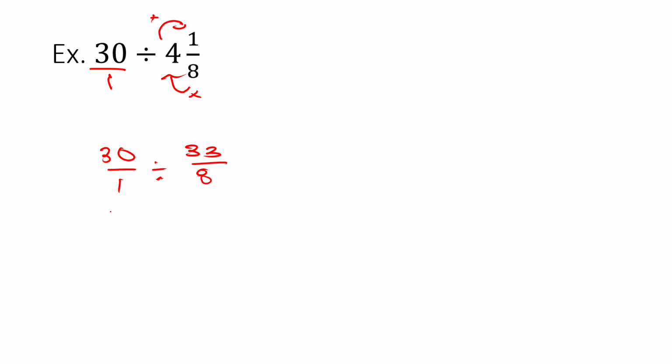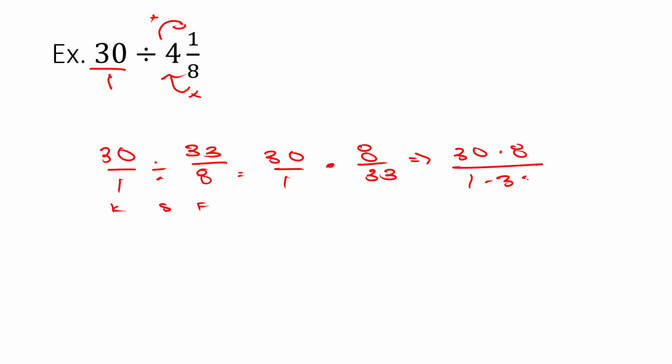Now simply multiply, keep, switch, flip. 30 over 1 stays the same. Division is now multiplication, and 8 over 33 is your flipped fraction. Now simply multiply across. 30 times 8 over 1 times 33. Again, make this a bit easier for you. You don't need to simplify it at the end. So you try option 2 or option 3.